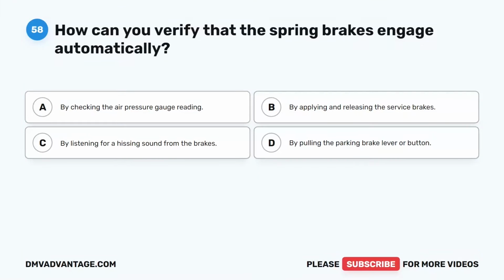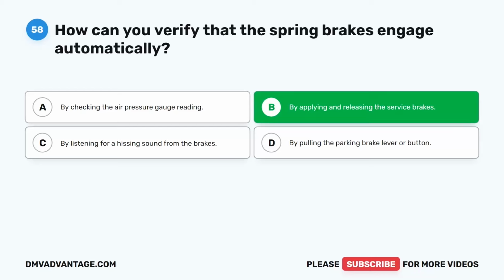Question 58. How can you verify that the spring brakes engage automatically? A. By checking the air pressure gauge reading. B. By applying and releasing the service brakes. C. By listening for a hissing sound from the brakes. D. By pulling the parking brake lever or button. The correct answer is B. By applying and releasing the service brakes.